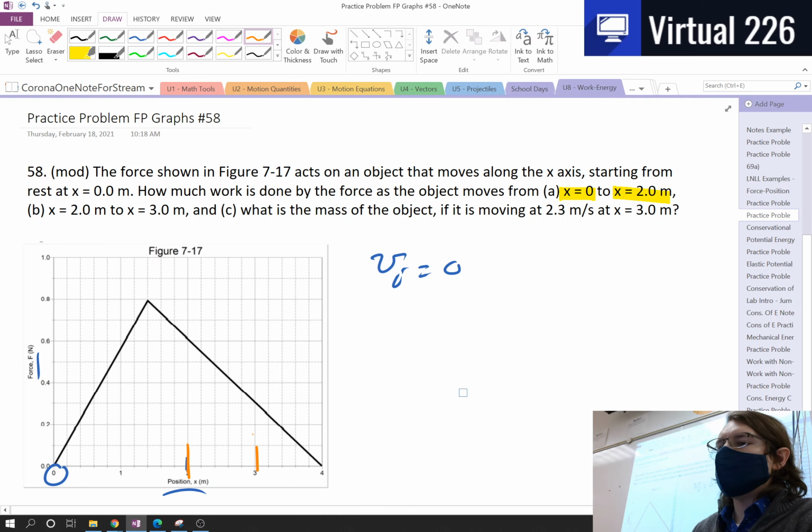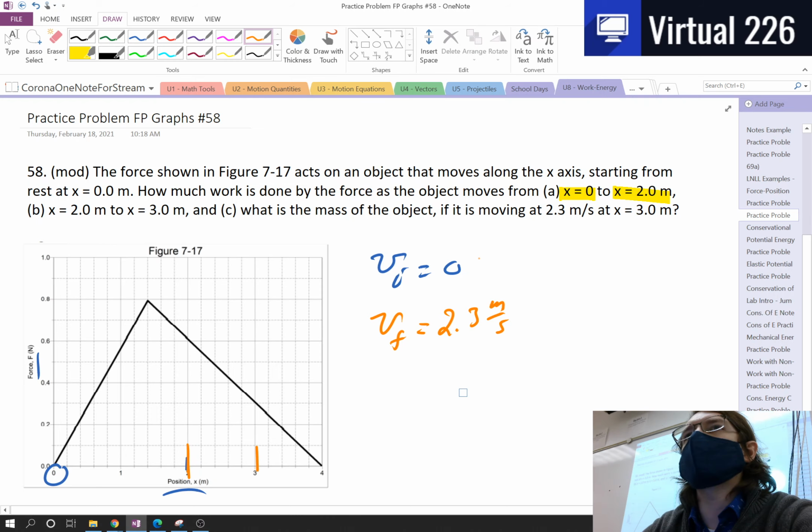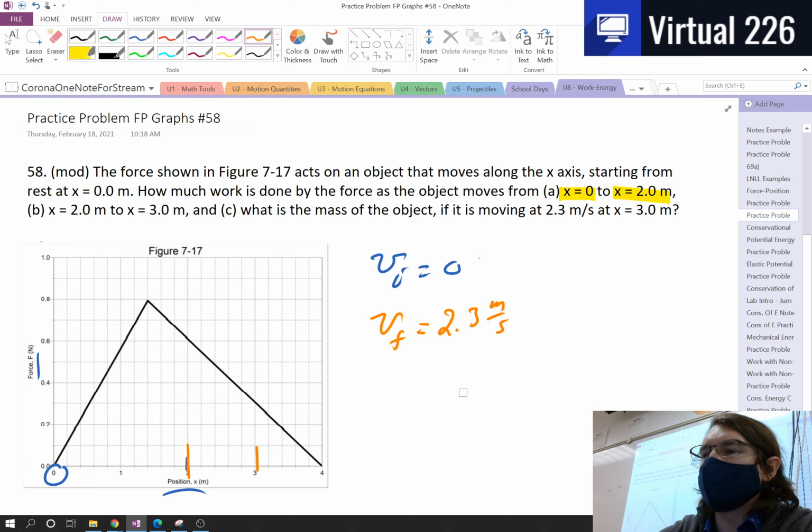And then last but not least, what we'd like to know is what's the mass of the object if out here at 3 meters we have a final velocity of 2.3 meters per second. So this looks like, once again, one of our work energy problems here, but because we're given a nice graph here for a non-uniform force, let's go and find ourselves some areas.